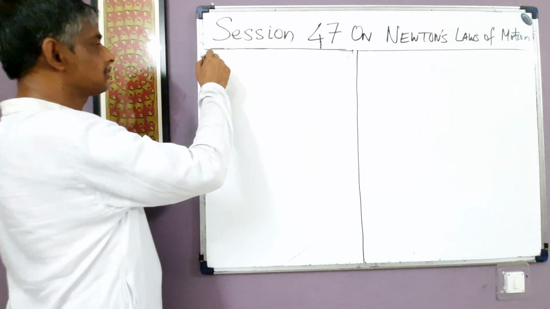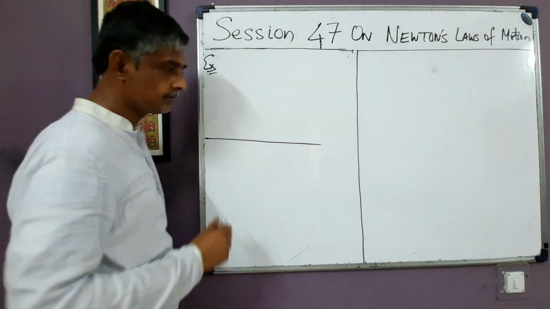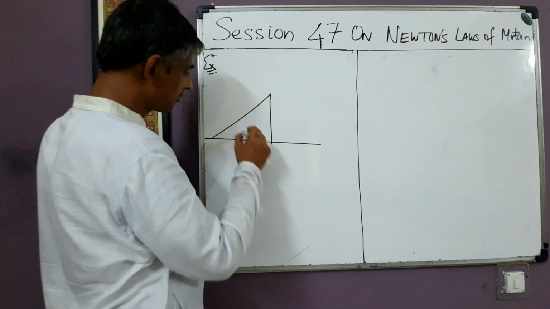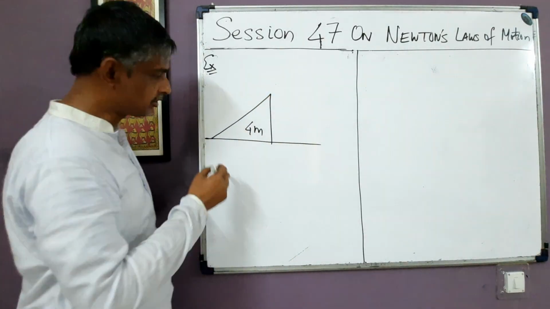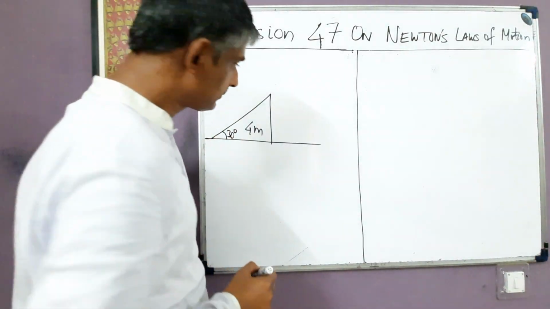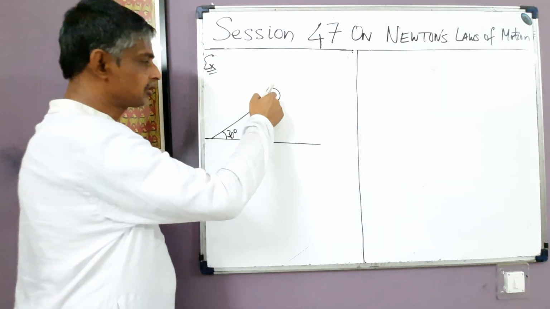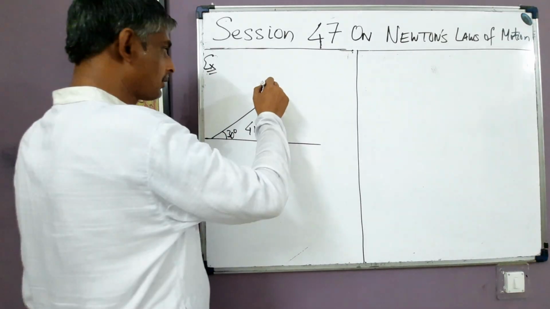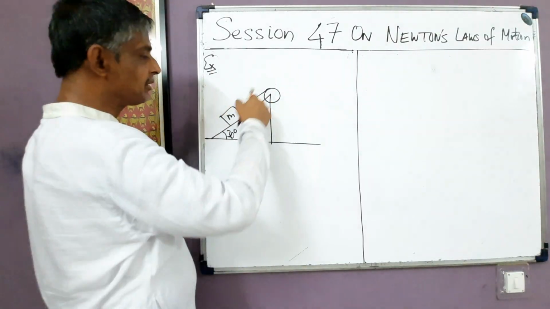So the diagram is this. This is a smooth horizontal surface. Here there is a wedge, a rigid wedge of mass 4m. This is a smooth inclined surface of the wedge. The wedge incline makes an angle of 30 degrees with the horizontal. Here there is a pulley P1, which is rigidly fixed to this wedge. And here there is a block of mass m attached to this pulley by means of a string.